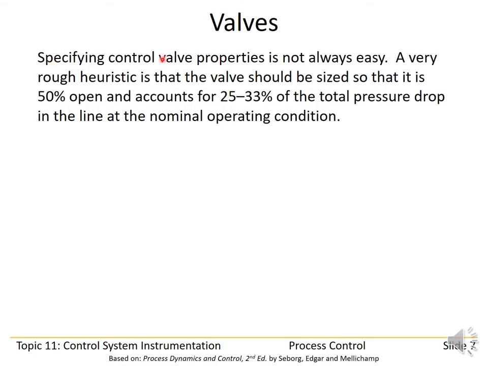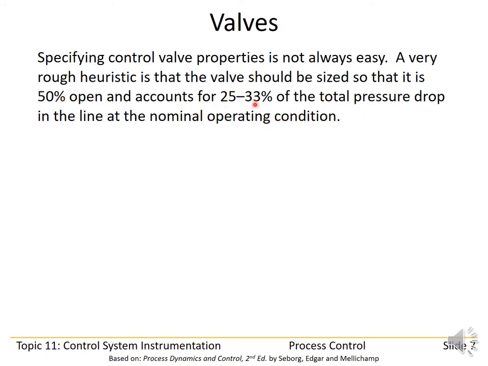Okay, specifying control valve properties is not always easy. Another task that control engineers are sometimes given is to determine an appropriate size for a control valve. A very rough heuristic, an approximation based on past experience, is that the valve should be sized so that it is 50% open and accounts for between 1/4 and 1/3 of the total pressure drop in the line at the nominal operating condition.